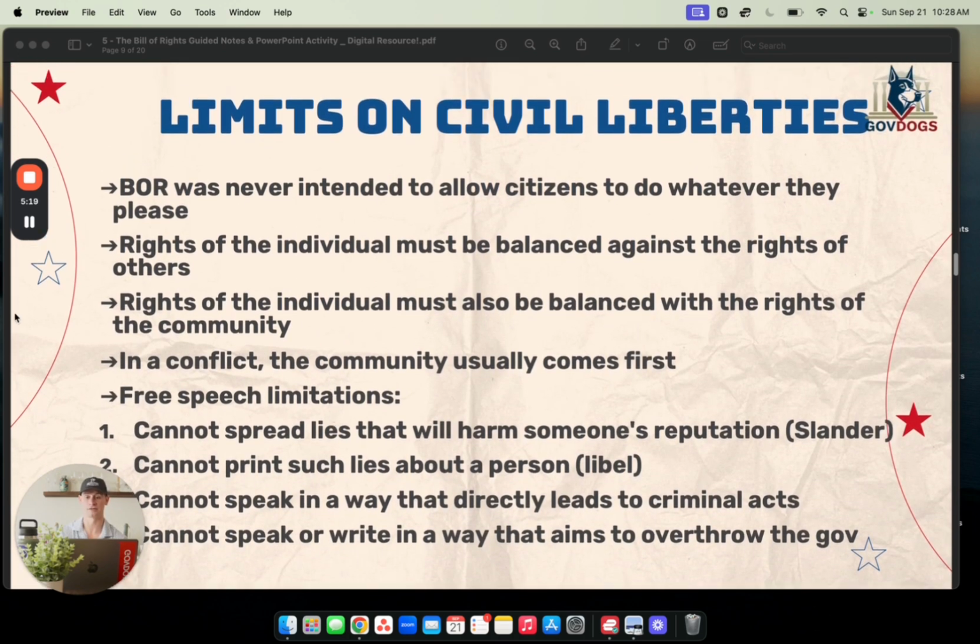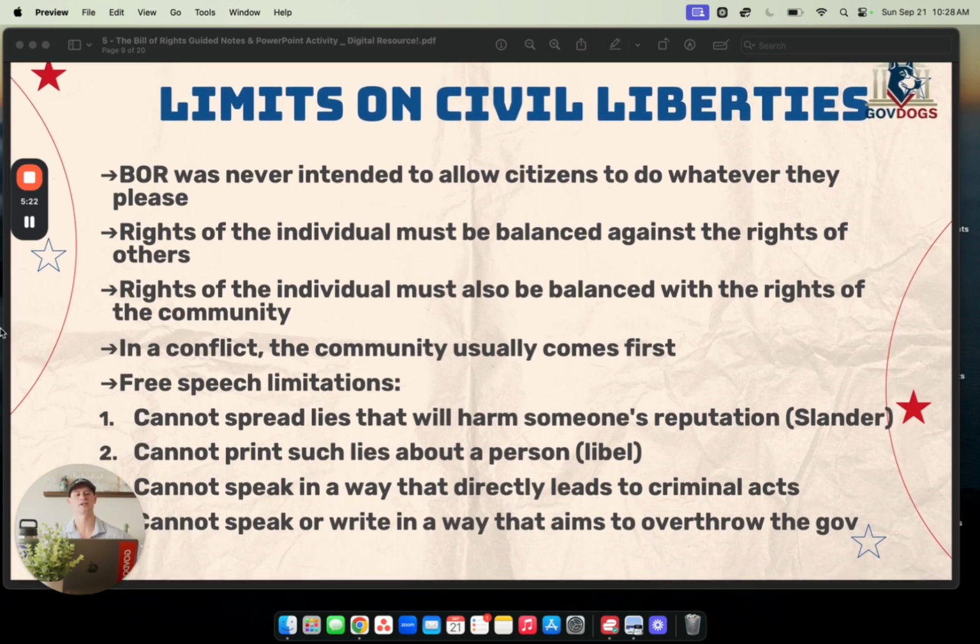Okay, there are some limits on civil liberties. So it was never intended to allow citizens to do whatever they want. Rights of the individual must be balanced against the rights of others. Rights of the individual must also be balanced with the rights of the community.